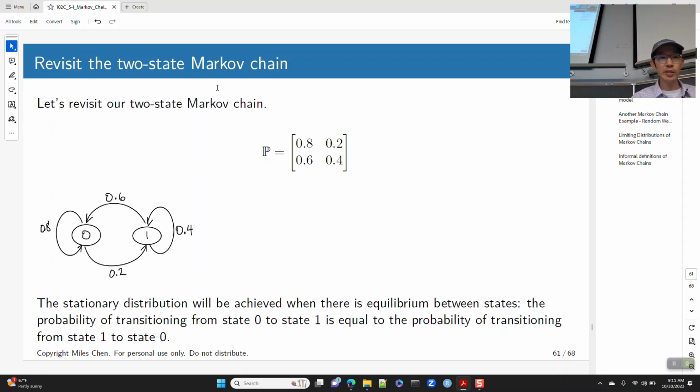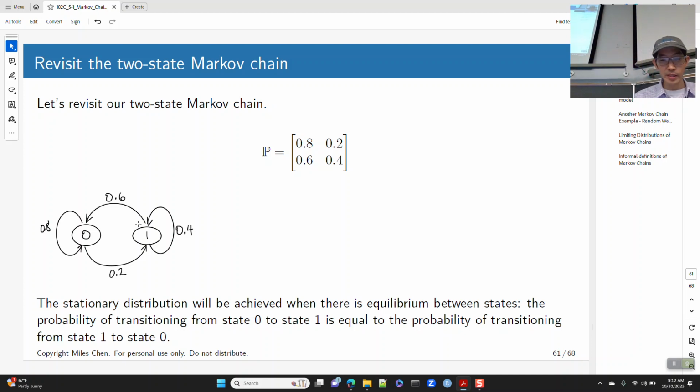All right, so revisiting this 2-state Markov chain, we can say we can achieve an equilibrium. This chain is irreducible. I can't reduce it to be anything smaller. And it's also aperiodic, because if I start off at time 0, I could be at state 1 or 0 at any point in the future.